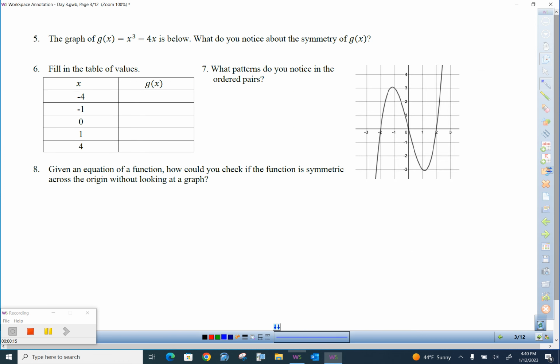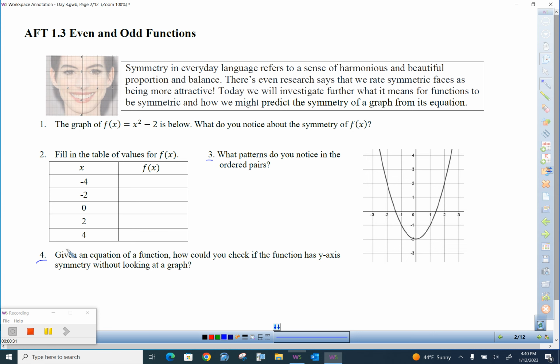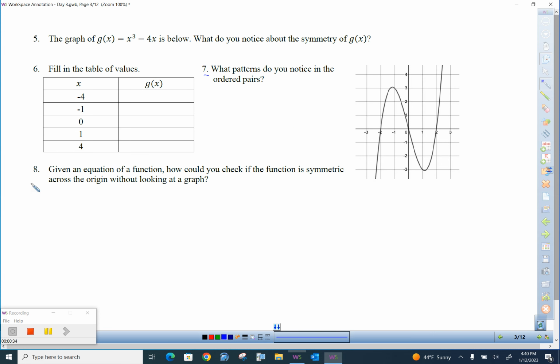I want you to try those, and I want to emphasize on questions like 3 and 4 and 7 and 8, I want you to just write in your own words what you're thinking. It doesn't have to be formal math language because we will add that on after the fact with our notes. So pause the video and try those 8 problems for me.